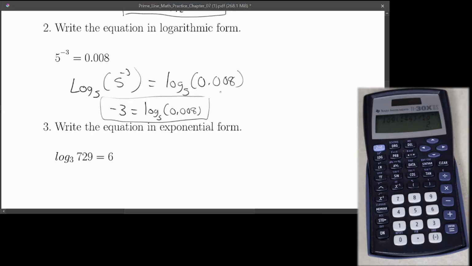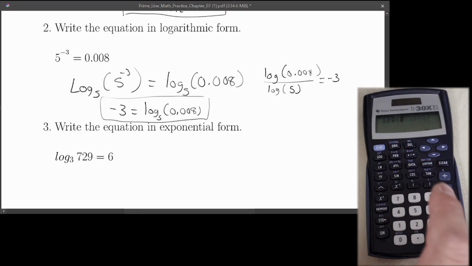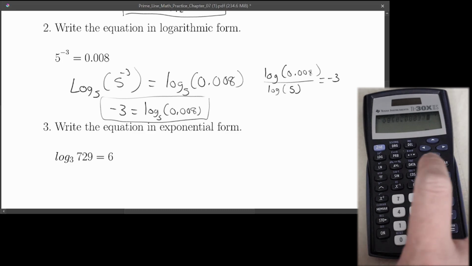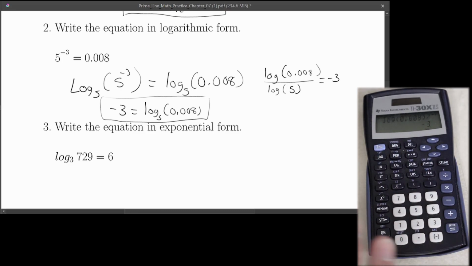We can check our work on a calculator by taking log base 10 of 0.008 over log base 10 of 5. And that's going to get negative 3 for our answer. On the calculator, we can verify it. So log base 10 of 0.008 divided by log base 10 of 5, and we get a negative 3 for our result.